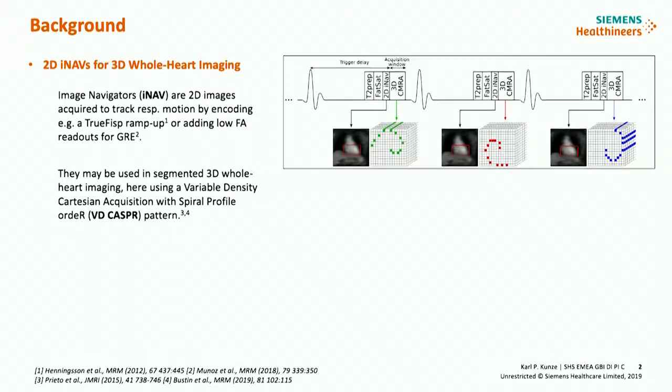And in this study, we're using them together with the variable density Caspar pattern that you've already heard about, and a 3D acquisition scheme looks then more or less like this, where you have for each cardiac segment your spiral and then your little iNav here that tracks the motion and then corrects the spiral, so that with 100% scan efficiency, you end up with a motion, or at least translationally motion corrected volume.